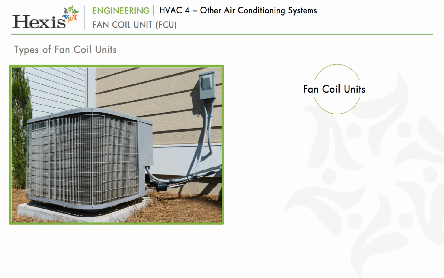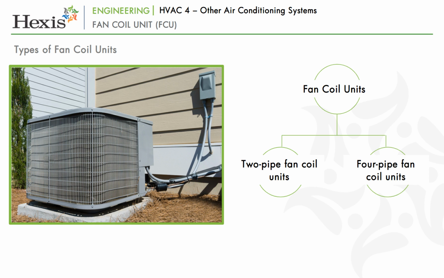Fan coil units are divided into 2 types. 2-pipe fan coil units. 2-pipe fan coil units have one supply and one return pipe. The pipe supplies cold or hot water to the unit. This requires system changeover from heating to cooling or cooling to heating.